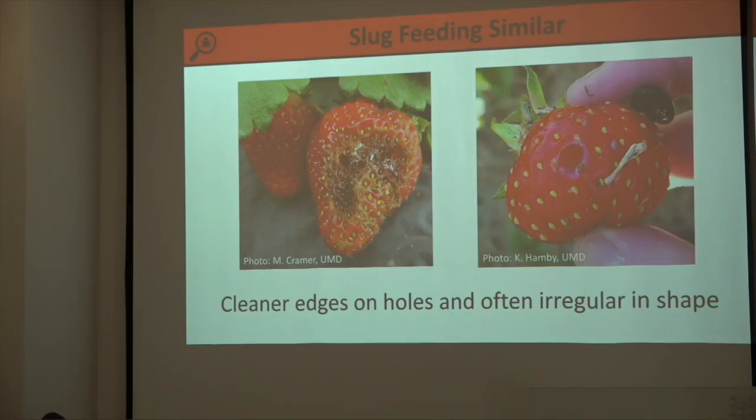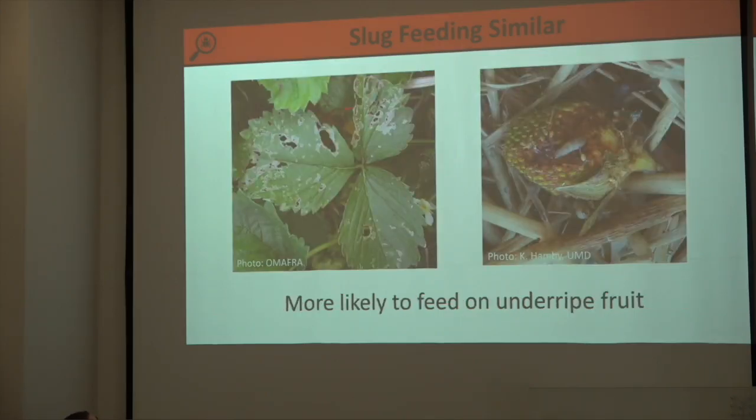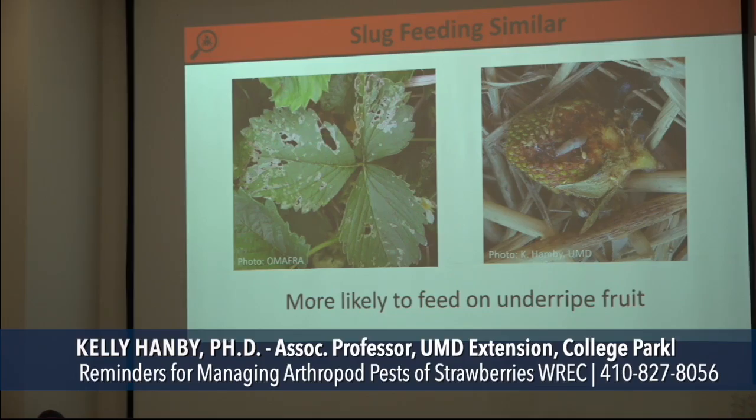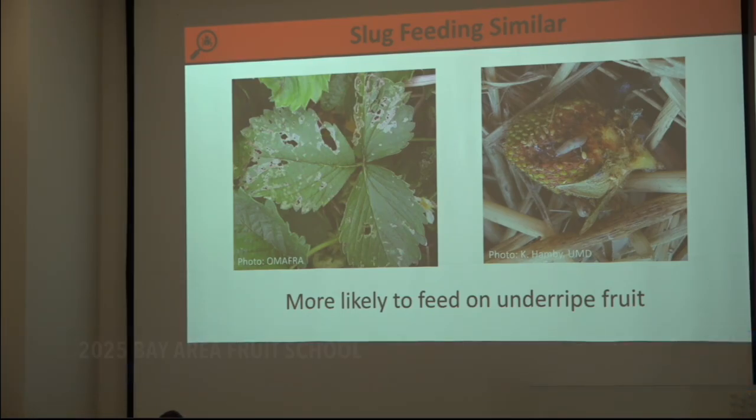The other thing about slugs is that they also will feed on leaves. So if you see these lacy patterns, slugs have a rasping mouth part, so they basically sandpaper away tissue. When they're doing that, they don't always do a clean job of it, and that's why you get this white where they partially got through the leaf. So if you're seeing damage on underripe fruit, and you see some of this damage on the leaves as well, it's more likely to be caused by slugs than by sap beetles.